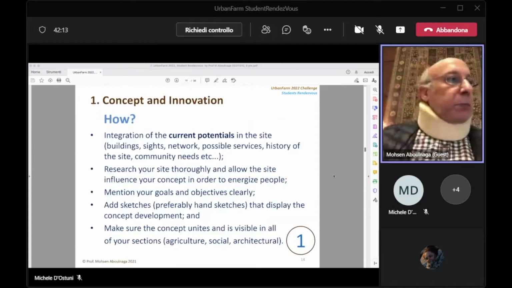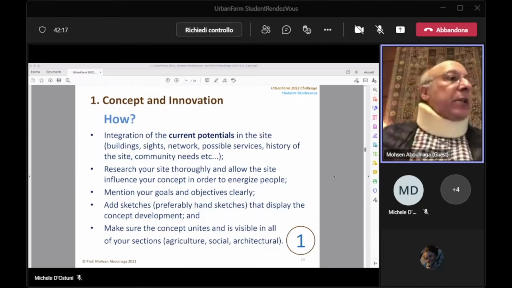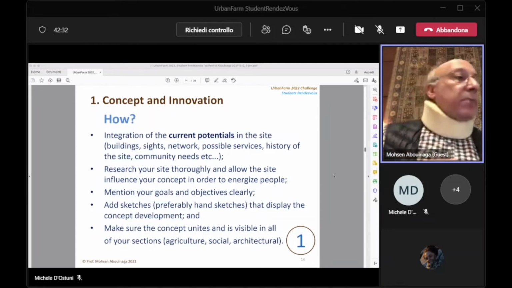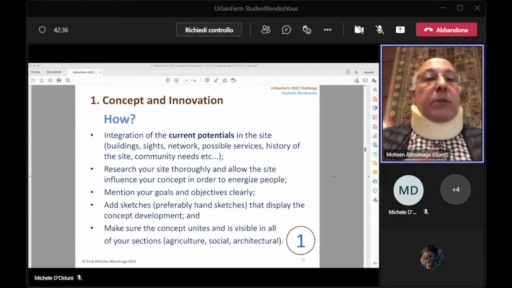Next. So in terms of concept, how? You need to integrate the current potentials of your site, building site, network, possible services, history of the site, community needs as well. Research your site thoroughly to allow the site to influence your concept in order to re-energize people as well. Mention your goal and objective clearly in your concept.